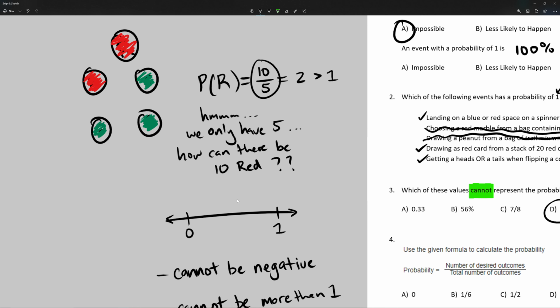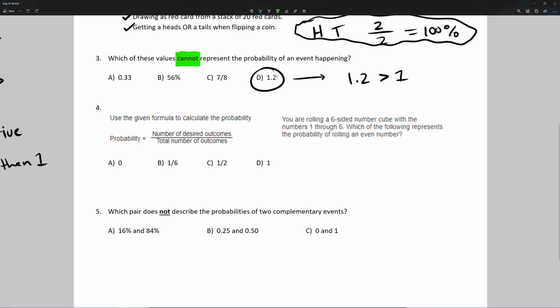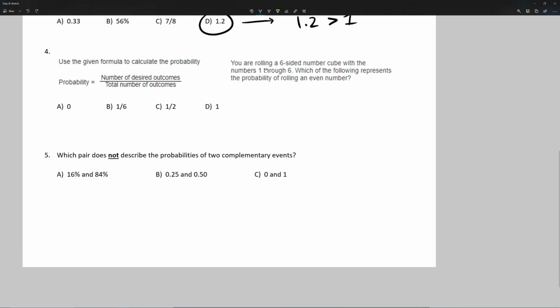Well, the answer is that there cannot be, right? If there were 10 red marbles, then this number would have to be bigger. So that's the idea that probability has to be between 0 and 1. That's what I love about math, is there's always a logical explanation.